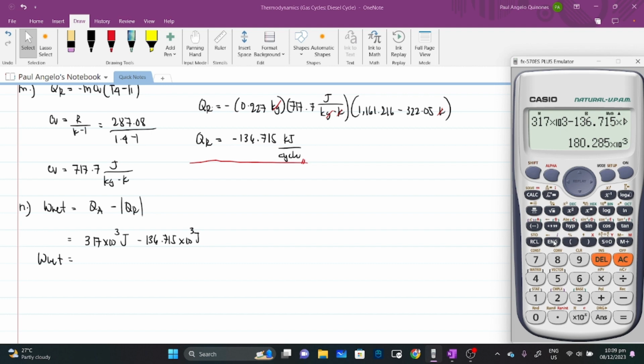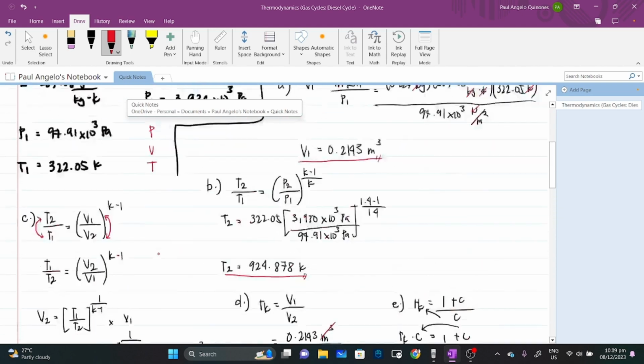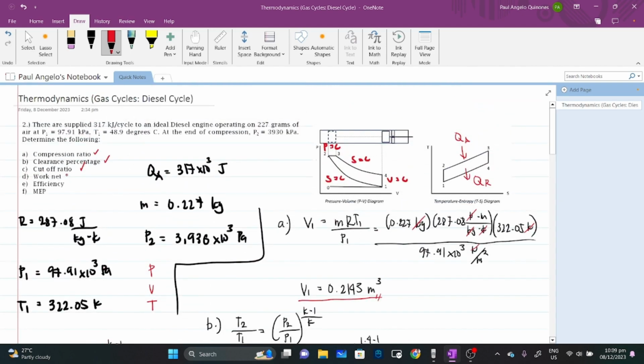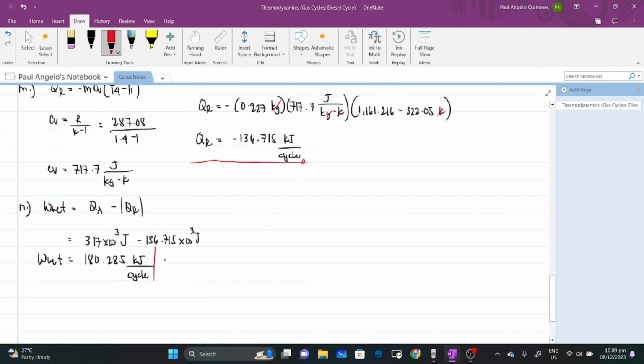So that is 180.285 kilojoule per cycle. So I believe this is a necessity. So that is work net. So we need to put a box around it. Next.